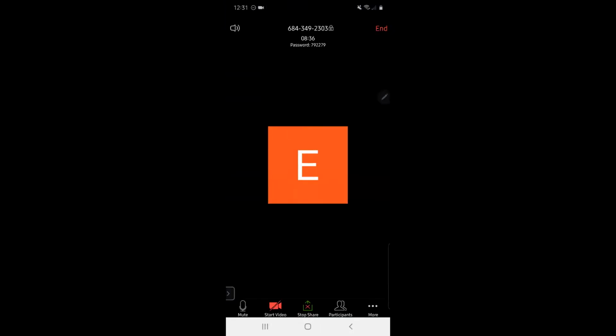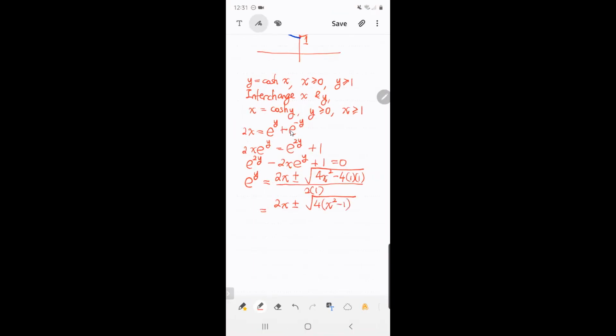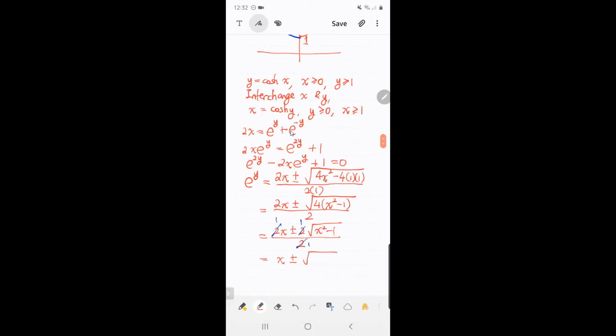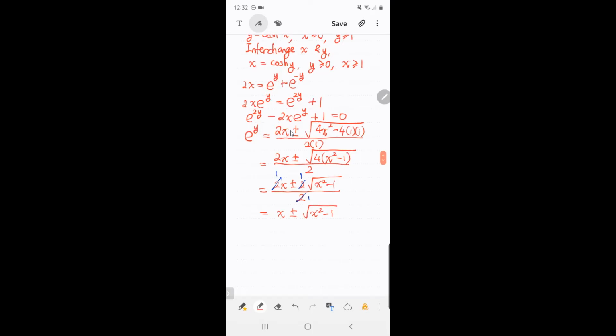Okay. Can I proceed? 2x plus minus 4 times x squared minus 1, so this is divided by 2. So in other words, you will get 2x plus minus 2 times square root of x squared minus 1, divided by 2. So you can cancel out the 2. In this case, you will get the expression x plus minus square root of x squared minus 1. Now, when I throw away the exponent, I don't want the exponent, so you have to ln both sides. When you ln both sides, you will get y is equal to ln of x plus minus the result.